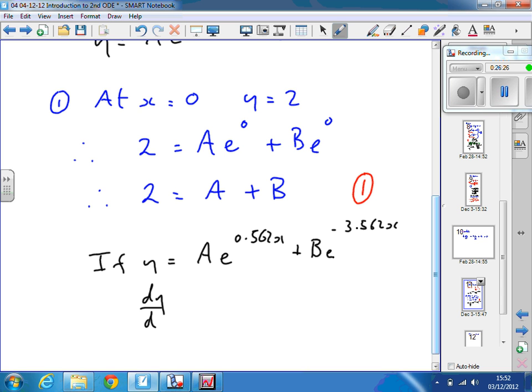what's the differential? What's the differential of an exponential function? The 0.562 comes out and goes down, and then the power stays the same, doesn't it, for an exponential? So it becomes 0.562 a e to the 0.562x. What about the next one? Minus 3.562 b e to the minus 3.562x.